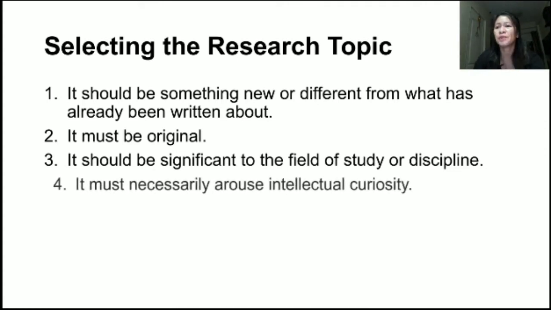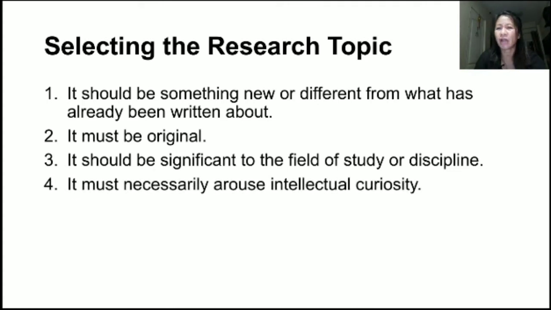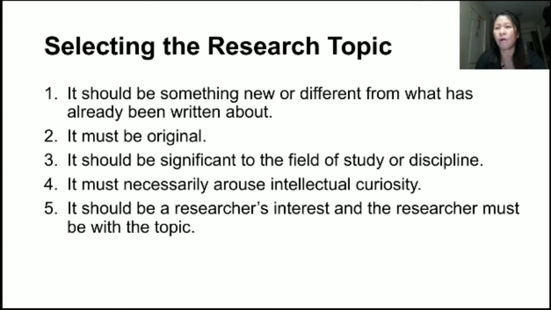Number 4, research topics must necessarily arouse intellectual curiosity, especially if your topic is something very new. It could easily catch interest. Number 5, it should also be the researcher's interest and he must be with the topic. This means that the researcher must focus on his topic during the course of his research undertaking.